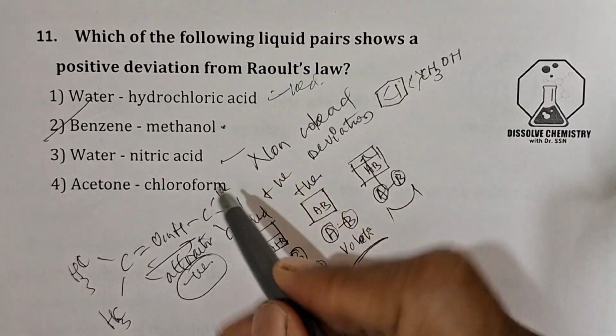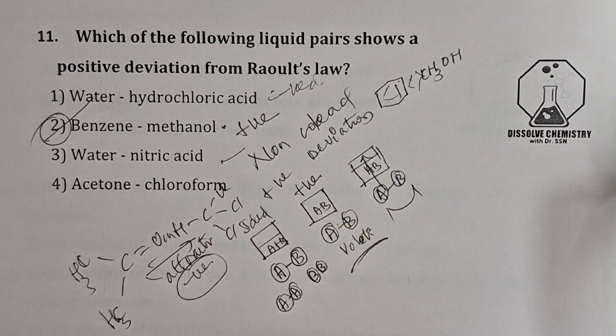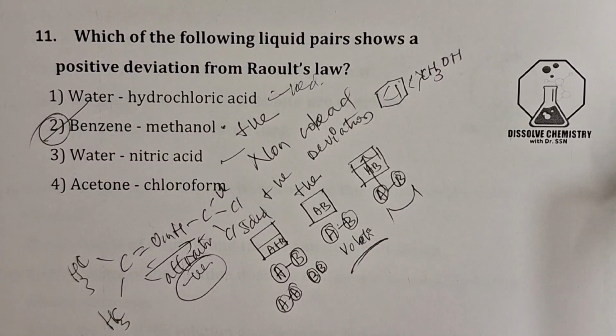So as they repel each other, they show the positive deviation. Hence your option is 2. Right? So let us move on to the next question.